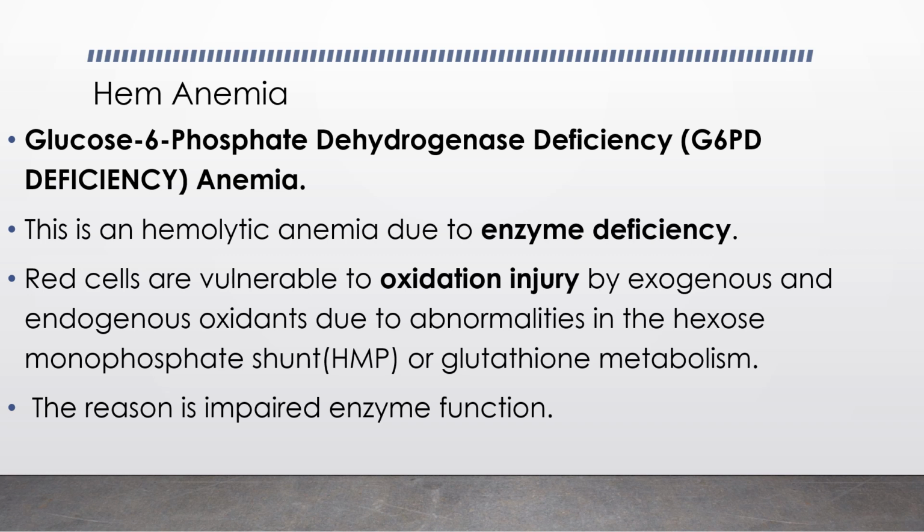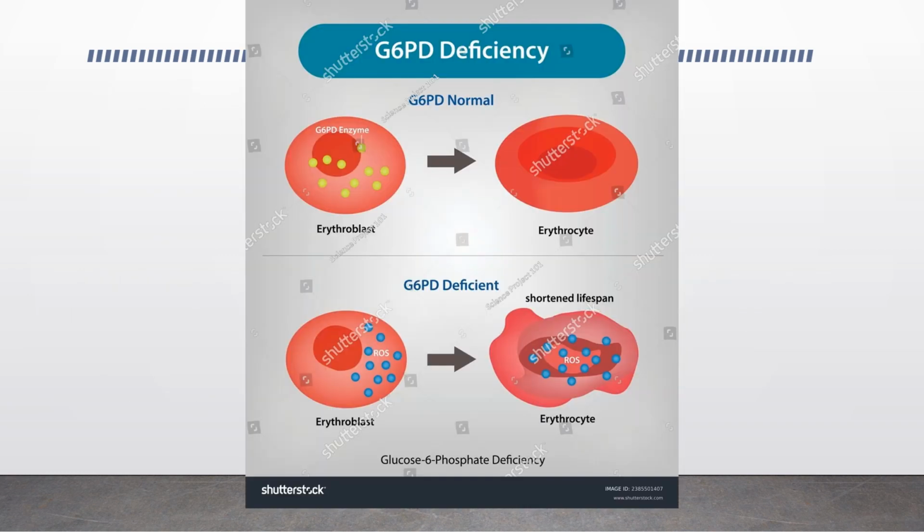Now we come to glucose 6-phosphate dehydrogenase, or G6PD deficiency anemia. Enzyme deficiency. This is not a membrane problem, this is an enzymatic problem. Hemolytic anemia again. Now the RBCs are vulnerable to oxidation injuries. Abnormalities in HMP shunt or glutathione metabolism. Glutathione is a defensive mechanism against oxidation injury. Decreased or impaired enzyme function.